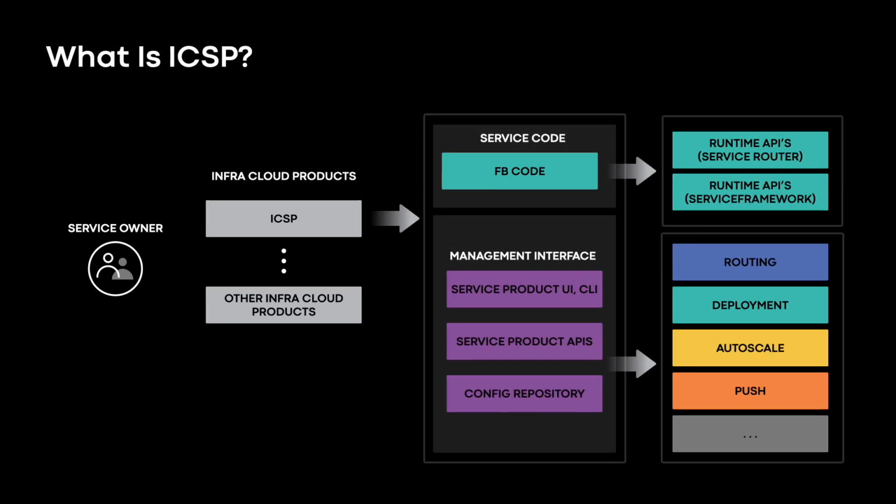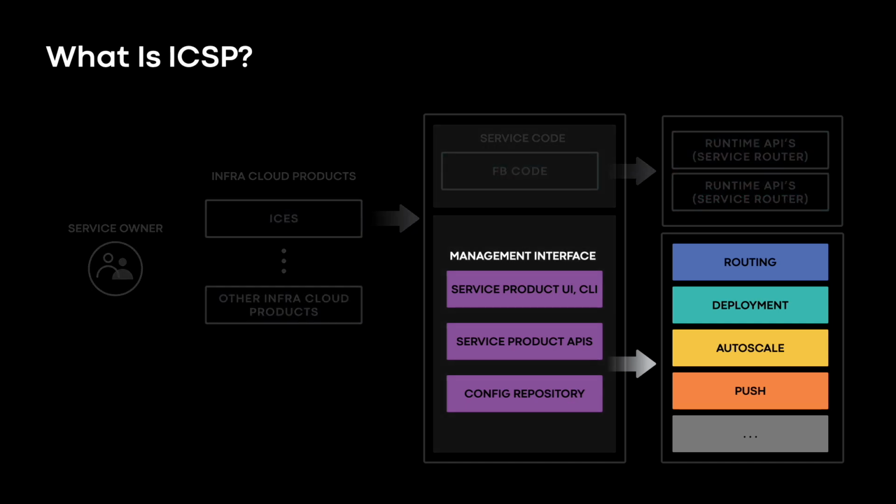At a bird's eye view, you can think of ICSP the following way. Developers come to Infra Cloud to access different products inside infrastructure that they need to build out new and exciting products. ICSP is a product that they use if they need to run a backend service at scale. Within ICSP, there's 2 major categories of functionality. We have a service code experience, which is how you author the logic inside your service that you want to deploy. And the second is the management interfaces and capabilities, like routing, deployment, autoscaling, and so on. In my talk, I'm going to focus on the management interface and how we've designed that.